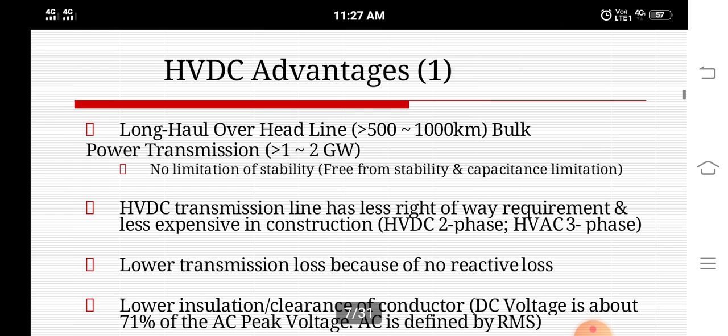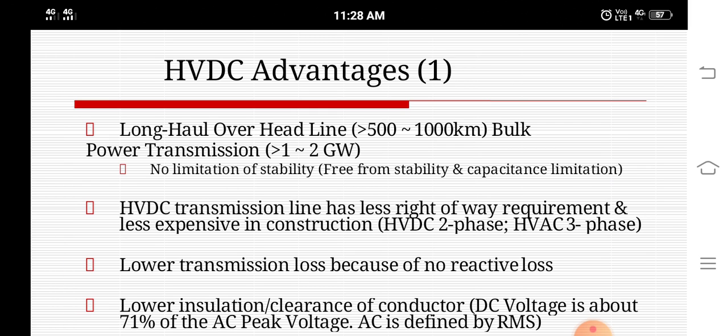Then HVDC has more advantages. Those advantages are a number of applications under cables, where high capacitance causes additional AC losses. An example is a 250 kilometer cable between Sweden and Germany. Long power transmission without intermediate taps in remote areas.